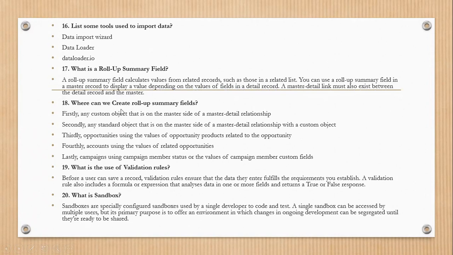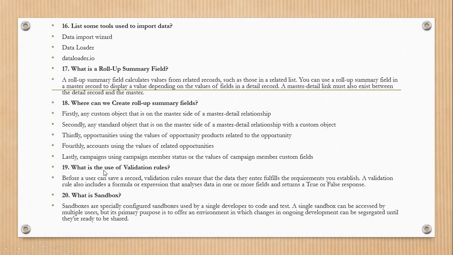Next question, where can we create roll-up summary fields? Firstly, any custom object that is on the master side of a master-detail relationship. Secondly, any standard object that is on the master side of a master-detail relationship with a custom object. Thirdly, opportunity, using the value of the opportunity product related to the opportunity. Fourthly, accounts, using the value of the related opportunity. Lastly, campaign, using the campaign members' status or the value of the campaign members' custom fields.